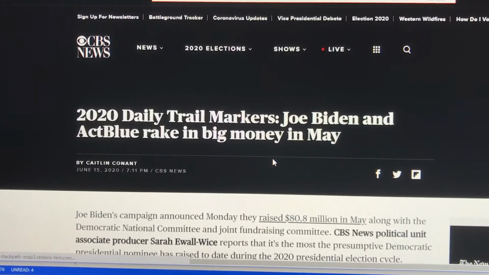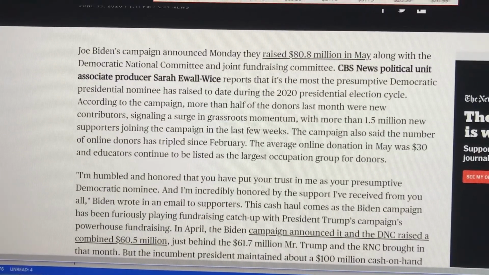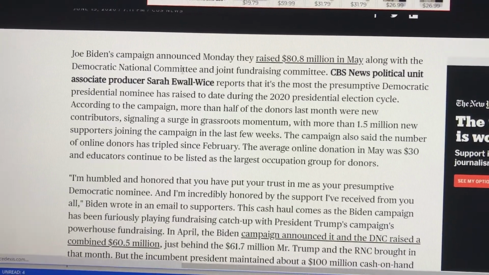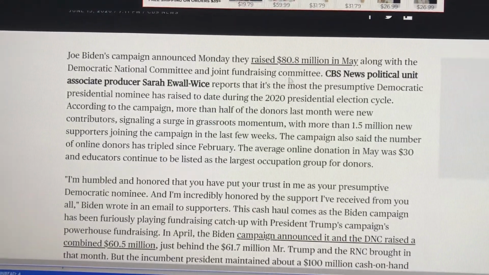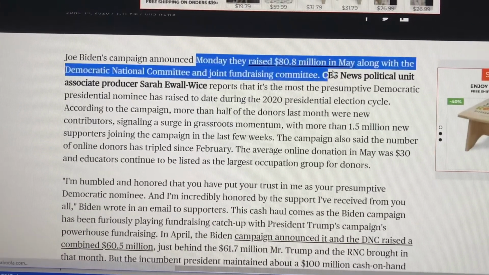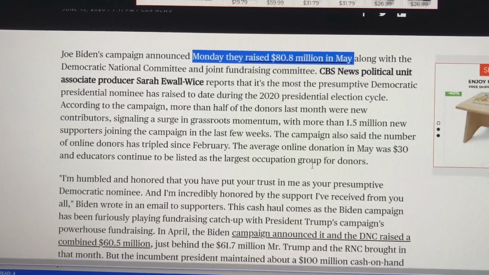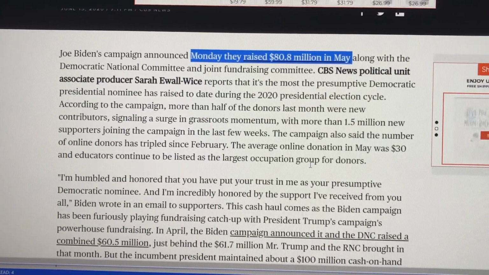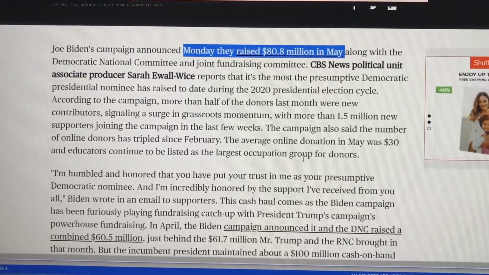This is from CBS News. All right, so we've gone to BLM's website, nothing conservative there. We went to Joe Biden's website, nothing conservative there at all, right? We went to actblue.com, nothing conservative there at all. Now we're on CBS News, nothing conservative there. And look at this article. It's letting us know that Joe Biden and ActBlue raked in big money in May, right? So when we go down to the article, it says that they raised $80.8 million in May. That's insane. Over $80 million in the month of May alone that ActBlue raised for Joe Biden. Think about that. That is a crazy amount of money that was raised in one month.